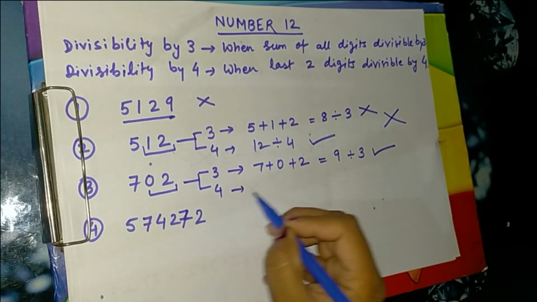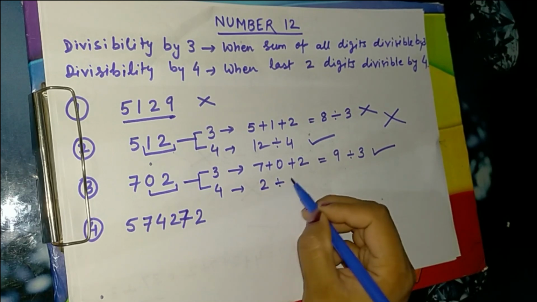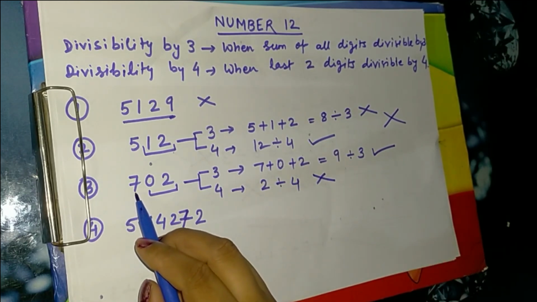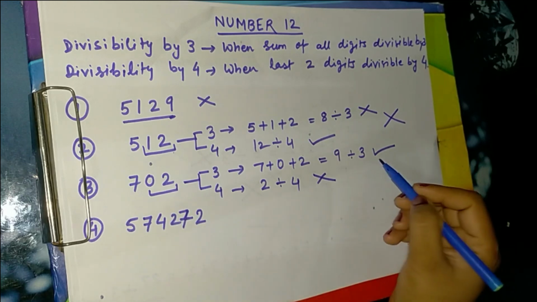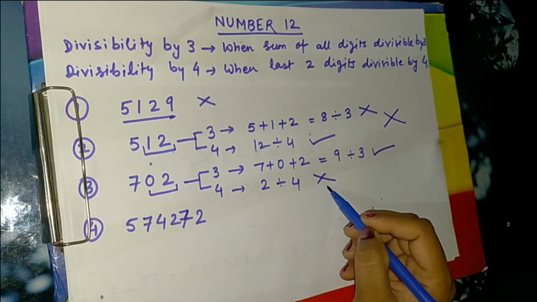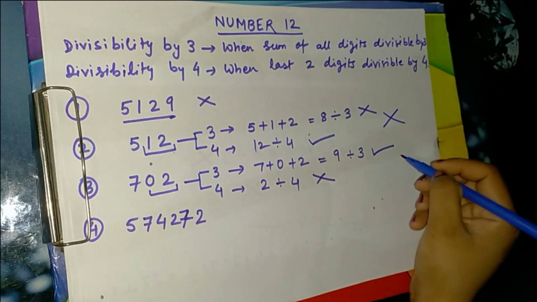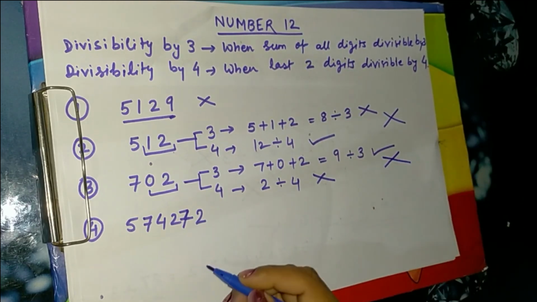The last two digits of this number are 02, and 2 is not divisible by 4. So you can see that this number 702 is divisible by 3, but it is not divisible by 4. So we can say that 702 is not divisible by this number 12.